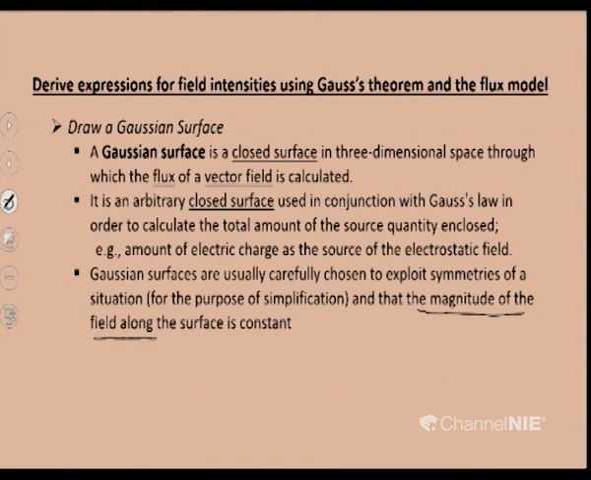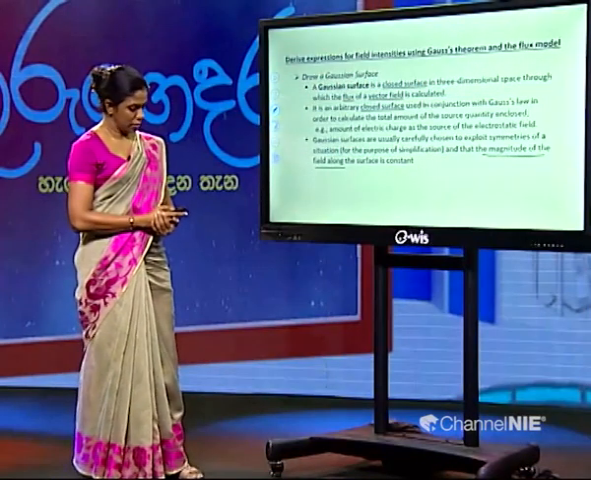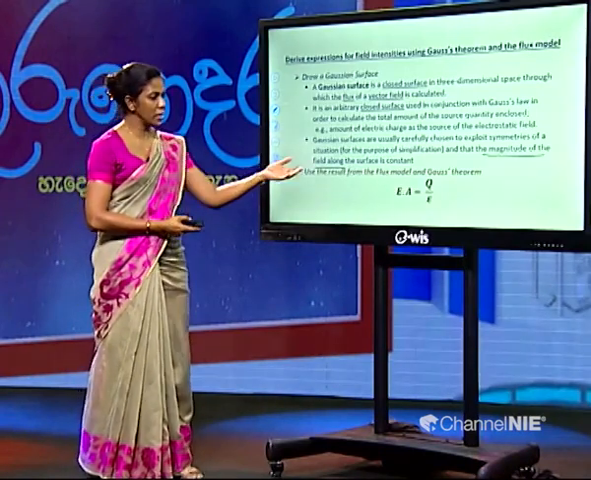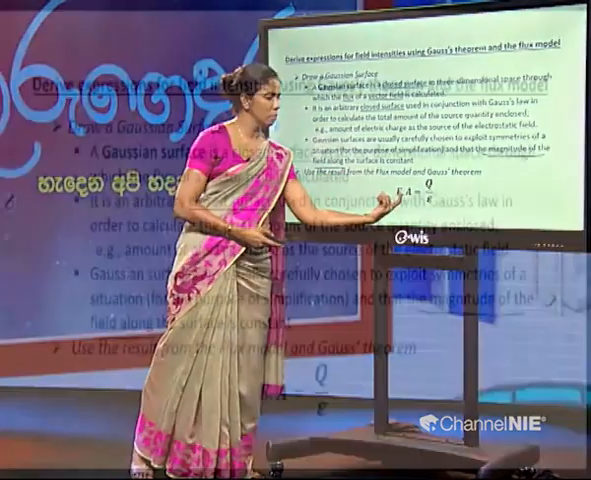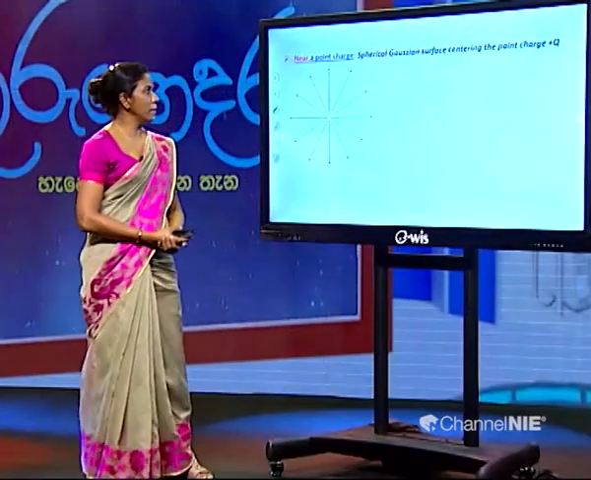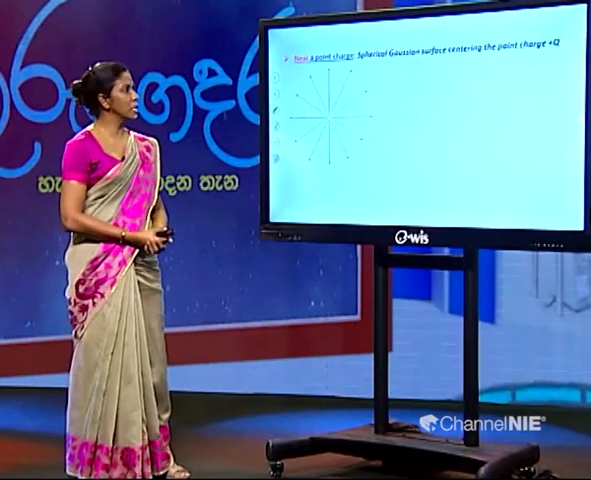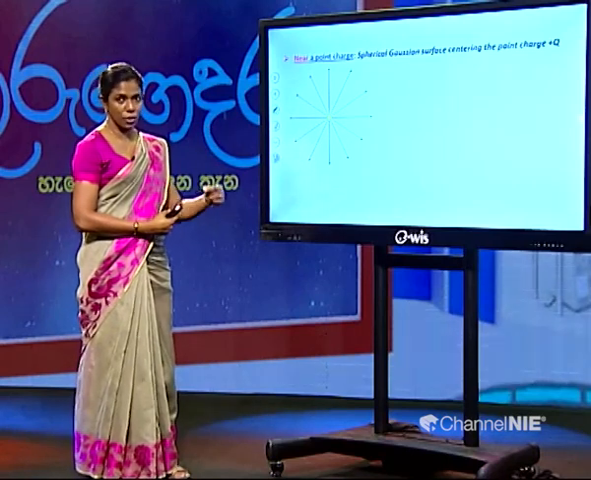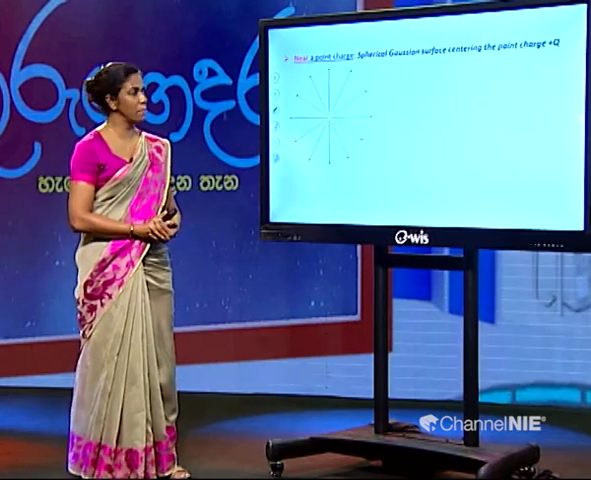Now, that is the first thing we have to do in deriving expressions: choose a Gaussian surface appropriately. The second point is that we derived a result using the flux model, using Gauss's theorem, and using this result and the Gaussian surface, we can derive expressions for any kind of electric field. So, let us begin with what we are familiar with. We derived this using Coulomb's law. For a point charge, we already have an expression. Let us see whether we come to the same expression.